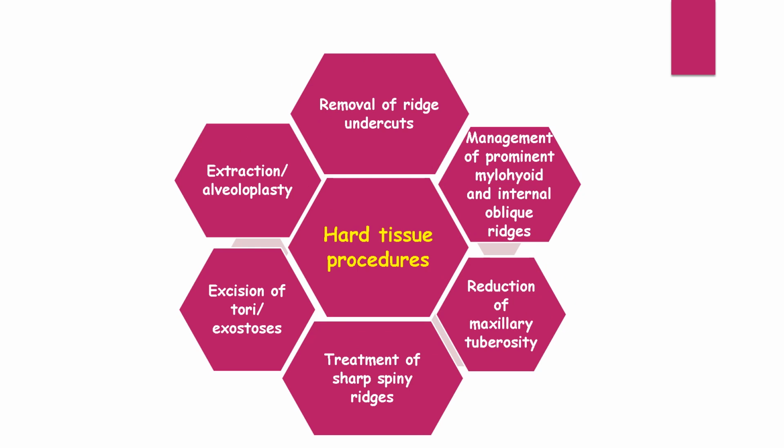These are the soft tissue procedures. And the hard tissue procedures are extraction or alveoloplasty, removal of ridge undercuts, management of prominent mylohyoid and internal oblique ridges, reduction of maxillary tuberosity, treatment of sharp spiny ridges, and excision of torus or exostosis. So these are the soft tissue and hard tissue procedures.